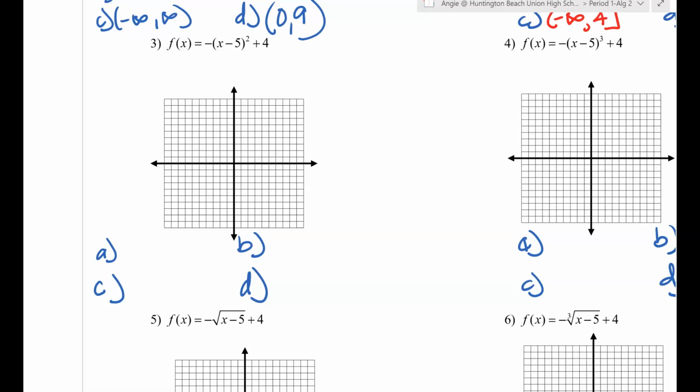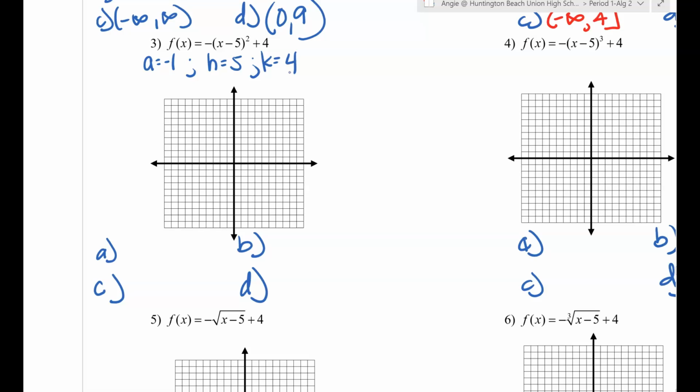Example 3, f of x equals negative quantity of x minus 5 squared plus 4. What do you think all of these examples have in common? The a is -1, the h is 5, and the k is 4. Yes, they all have the same a, h, and k. We are just trying to help you remember what each one of these looks like, but a, h, and k are identical, okay? So a is -1, h is 5, and again, k is 4.